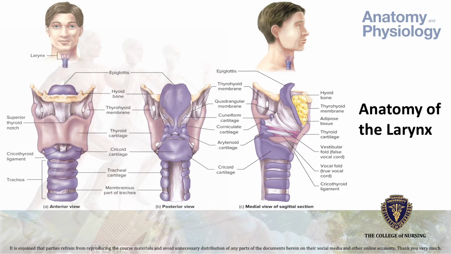The 3 pairs of cartilages are on each side of the posterior part of the larynx. The top cartilage is the cuneiform or the wedge-shaped. The middle cartilage is the corniculate or the horn-shaped, and the bottom cartilage is the arytenoid or the ladle-shaped cartilage. The arytenoid cartilages articulate with the cricoid cartilage inferiorly. The paired cartilages form an attachment site for the vocal folds.